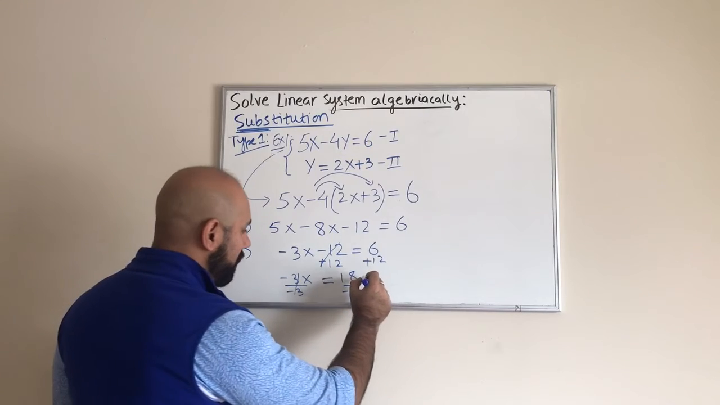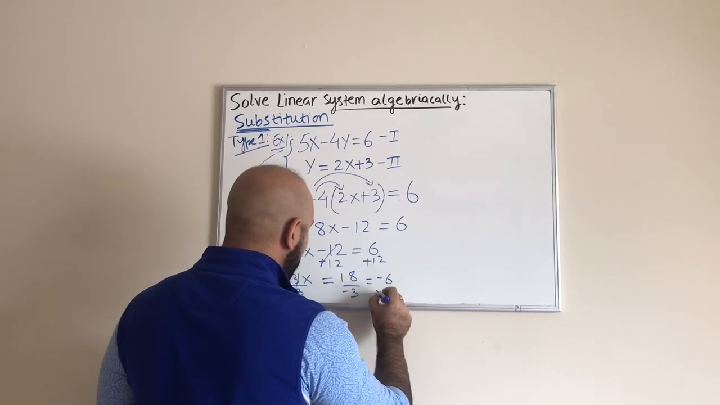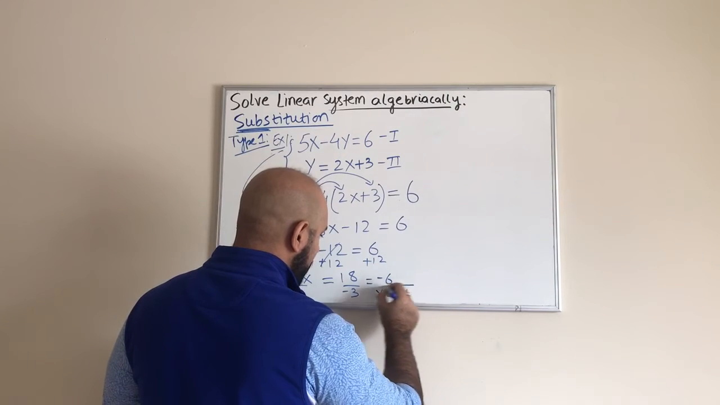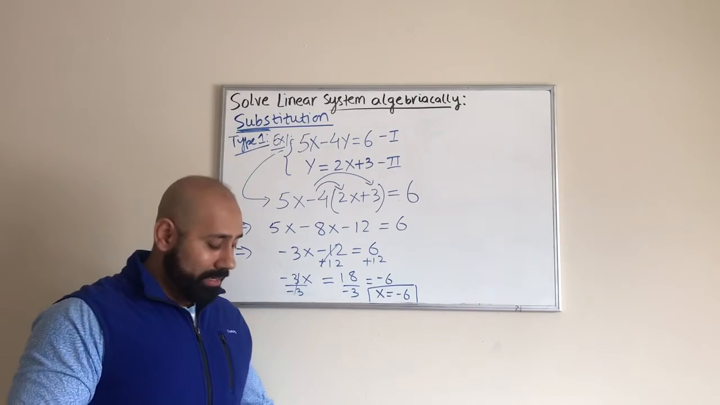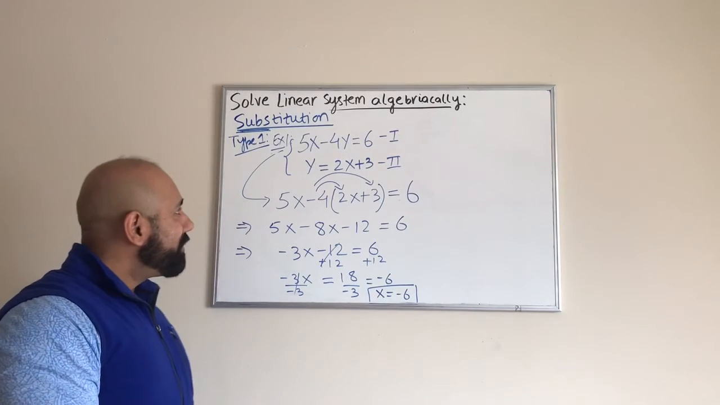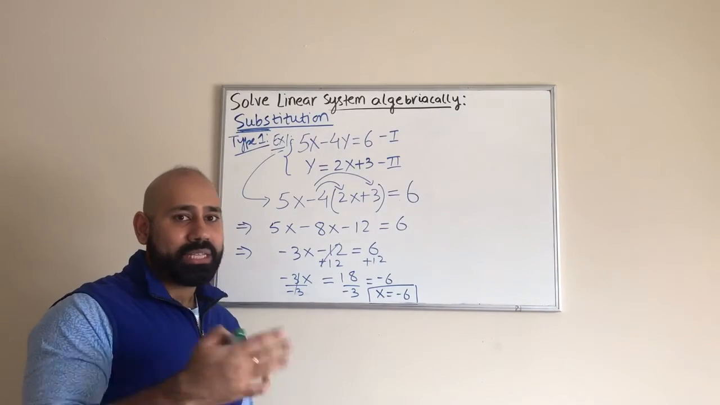This crosses out, so what do I have? 18 over this is negative 6. So I have my x value, which is negative 6. Good. So I already have my x value, but we are not done, right? Because we also have to find the other value, which is the y, because it's a system, so we have x as well as y.